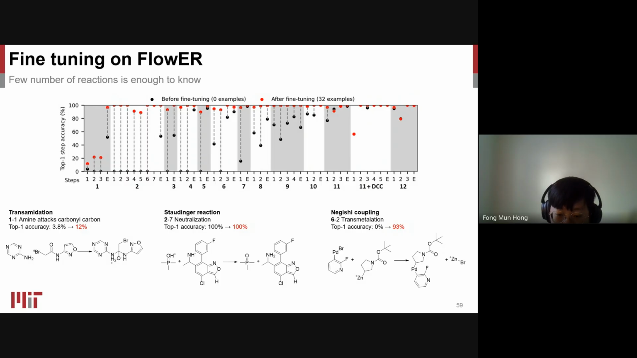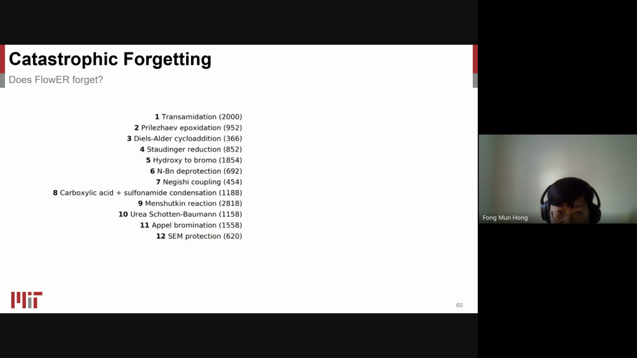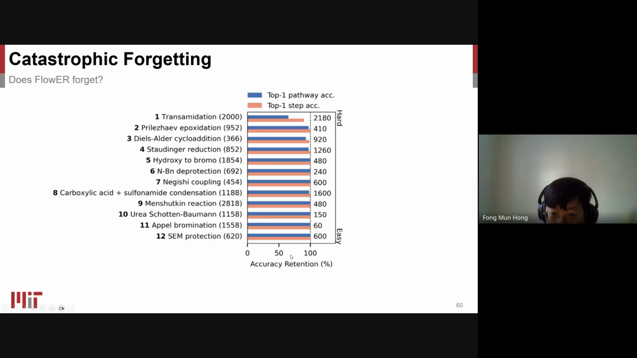All right. One question someone might ask is, after fine tuning, do you forget a lot of what you actually learned? The answer is actually no. Flower is still able to perform relatively well for most of the reaction classes that were trained. But I think more handling is still needed for cases where some elementary step is pretty biased in the data set.